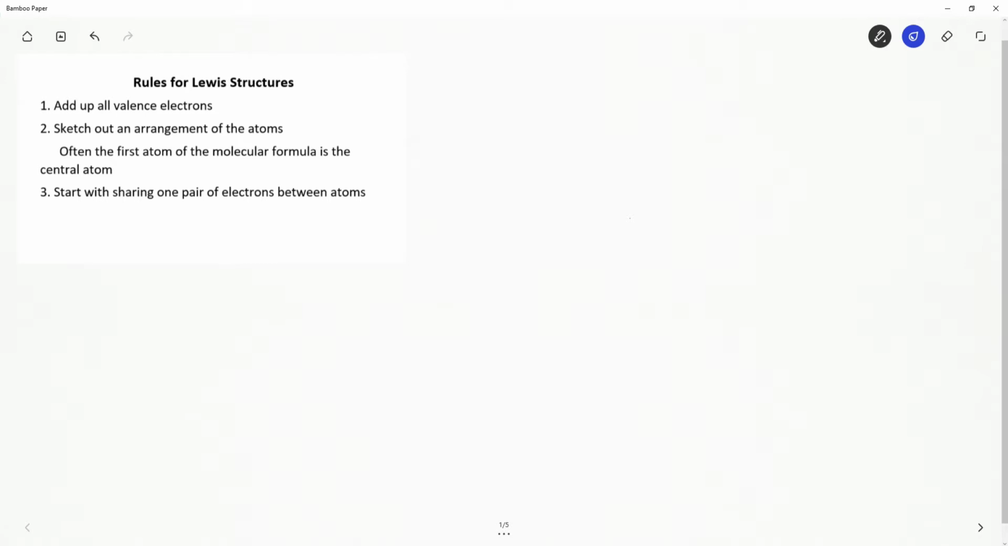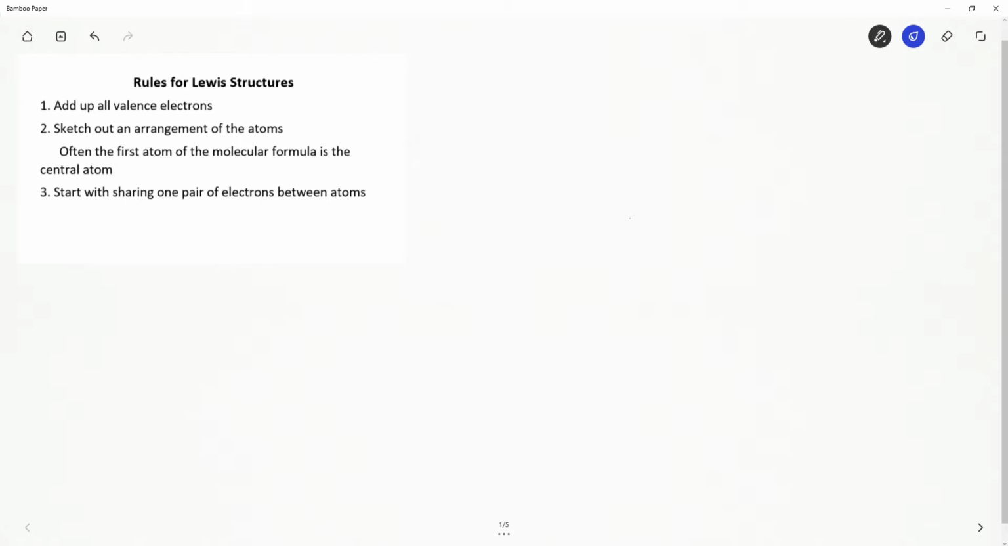So at this point, you should be able to just look at the periodic table and know how many valence electrons an atom has. I will not have a periodic table on my screen. You may want to have one in front of you just to reference it. This way, it's clear where all of my numbers are coming from.